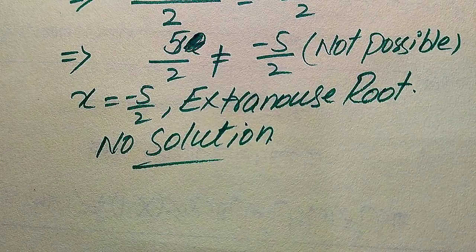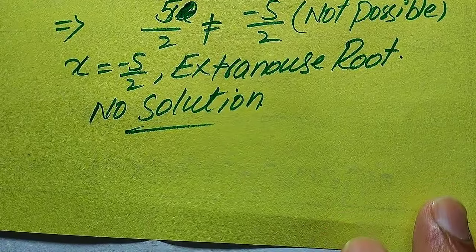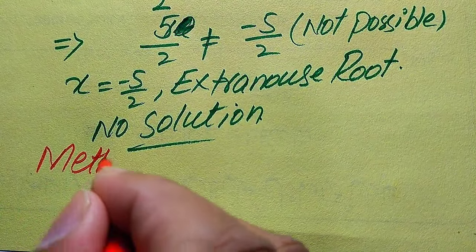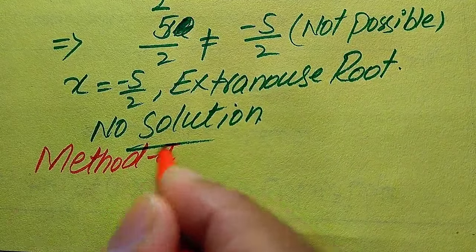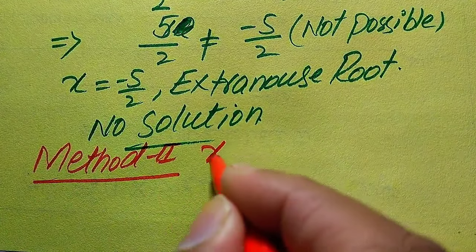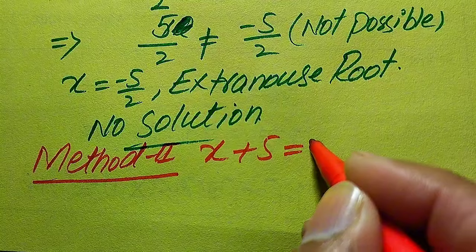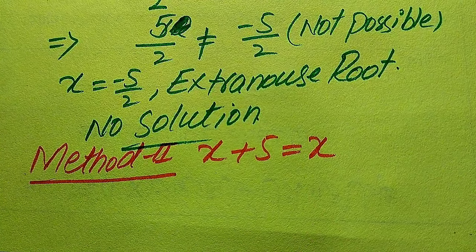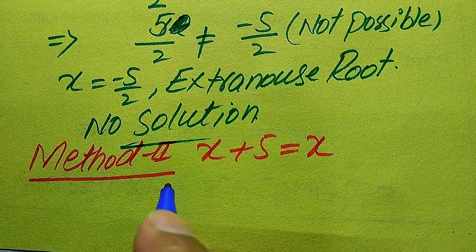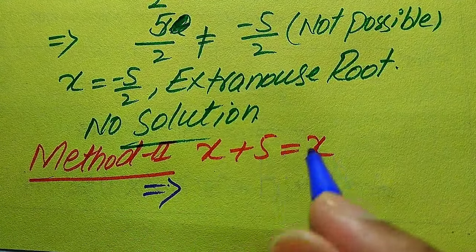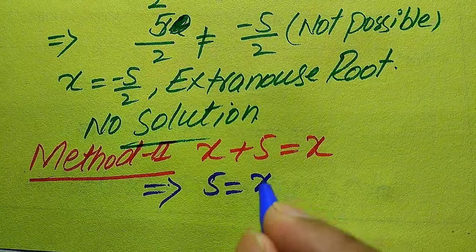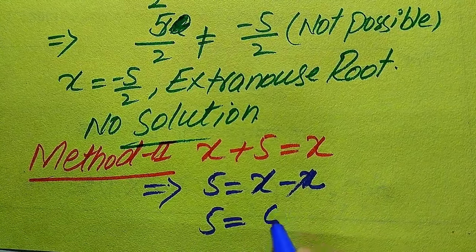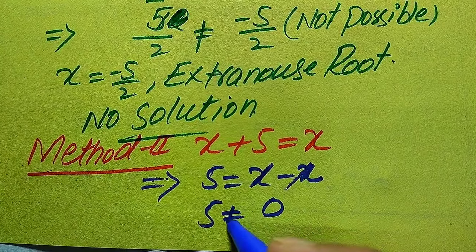Now we solve this problem again using the second method, and in the second method we directly conclude whether a solution exists or not. For this we copy down the given question statement: x plus 5 is equal to x. In this method we move x from the left hand side to the right hand side, and it becomes 5 equals x minus x. These two cancel, and we get 5 equals 0, and you clearly see that 5 is not equal to 0.